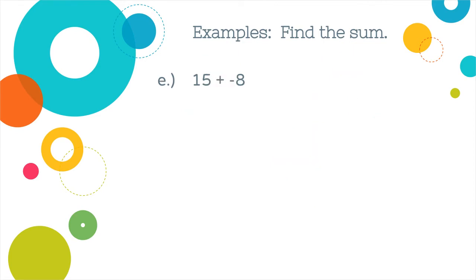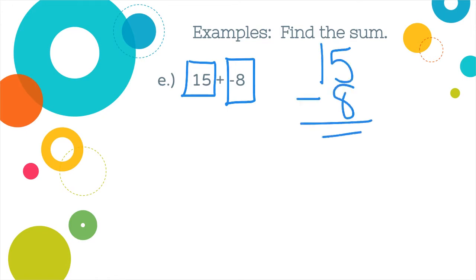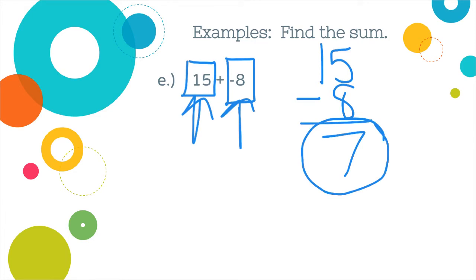Letter E, 15 plus -8. There's no sign in front of the 15, so we know that it's a +15, and then we have a -8. You have a positive and a negative, so they're different signs, so you subtract. 15 is the bigger number, minus 8, that equals 7. Now look at which number was bigger. The 15 was, it's a positive number, so your answer is positive. We don't need to put the plus sign in front of the 7 because we know without a sign that it's automatically positive. So your answer is 7.